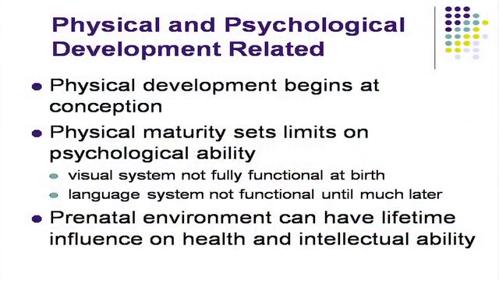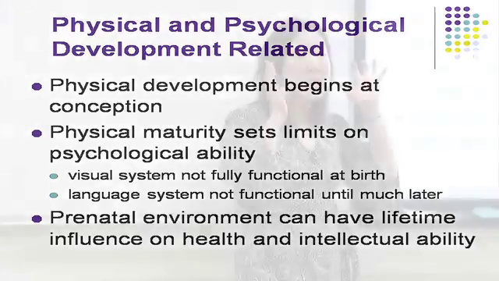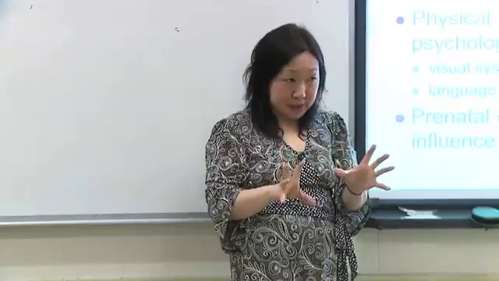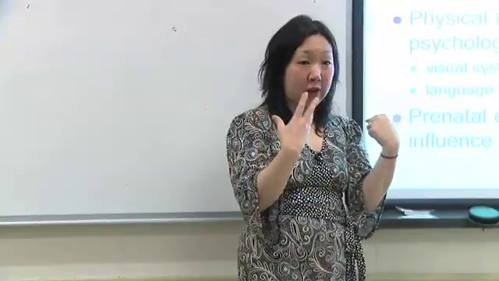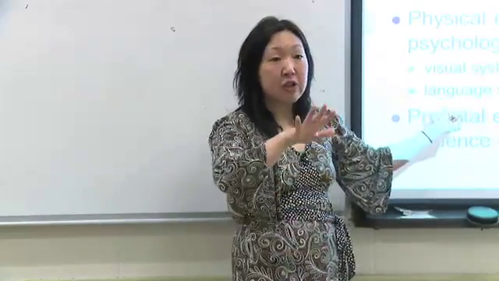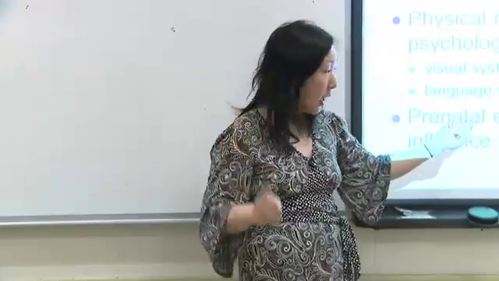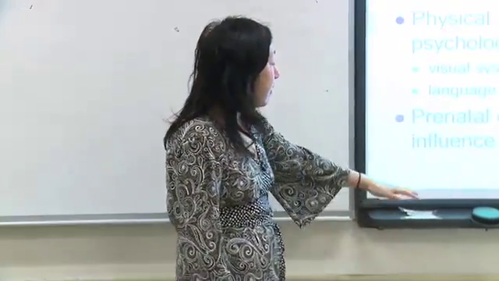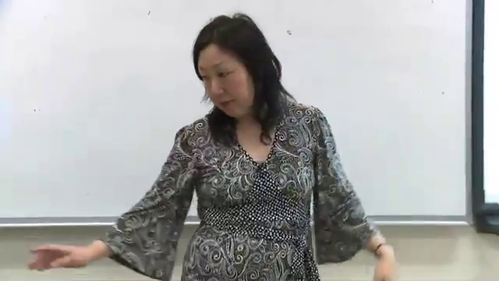All right. Physical development begins at conception. Okay. So physical maturity sets limits on psychological ability too. So for instance, the visual system is not fully functional at birth, so babies cannot see clear pictures yet. Although they can see shapes, and they can hear you well, but not the visual system. The language system is not functional until much later, around 2 years old, and sometimes 3 years old, okay? Prenatal environment can have a lifetime influence on health and intellectual ability, all right?